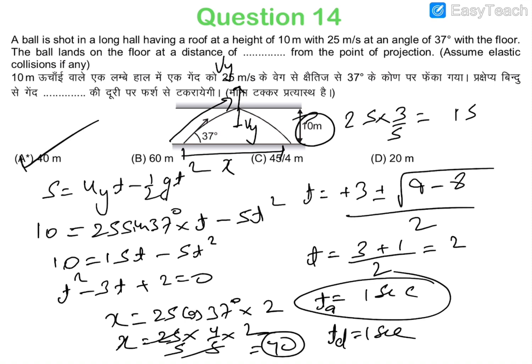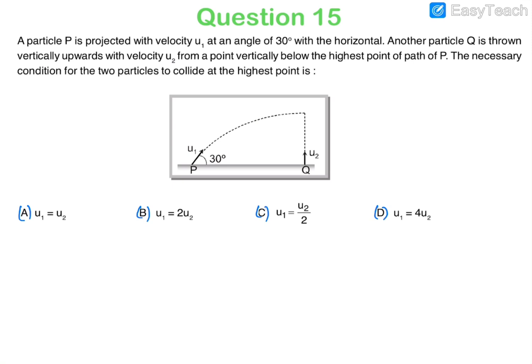Now we move on to the next question. In this question you can see that there is a particle P which is projected with the velocity u1 at an angle of 30 degree with the horizontal, and another particle Q is thrown in the vertically upward direction with velocity u2 from the point Q, which is at the bottom of the highest point of the trajectory of P. What is the necessary condition so that these particles will collide?